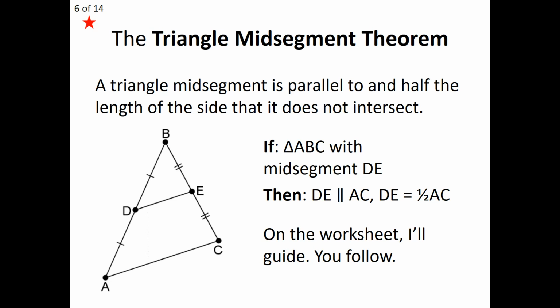So in our diagram here, if we're given triangle ABC such that DE is our midsegment, we're going to prove two things about segment DE. The first thing is that DE is parallel to AC. In other words, we can prove that DE and AC are parallel to each other. The second thing we can prove is about its measure. It's equal to half the length of AC. In other words, if the length of DE is x, then the length of AC would be 2x, because DE is half the length of AC.